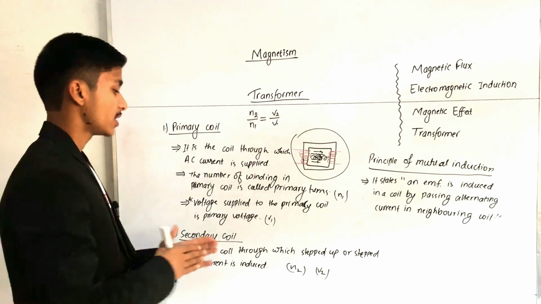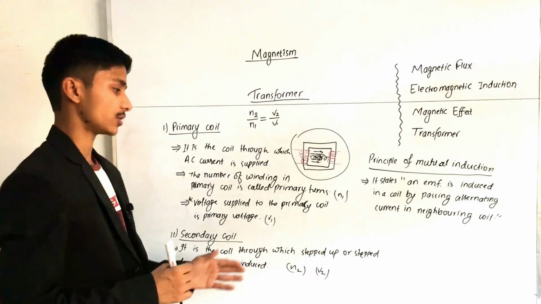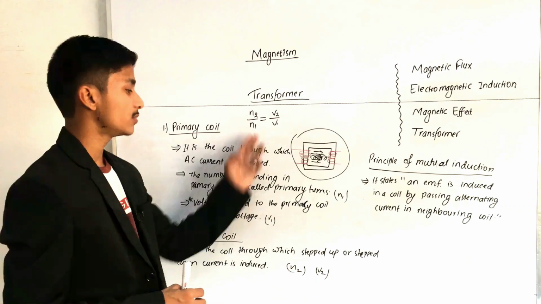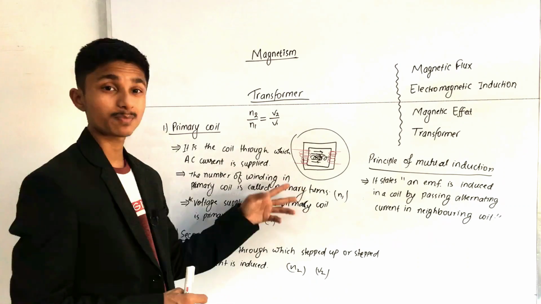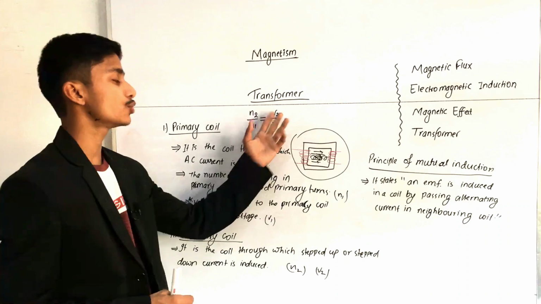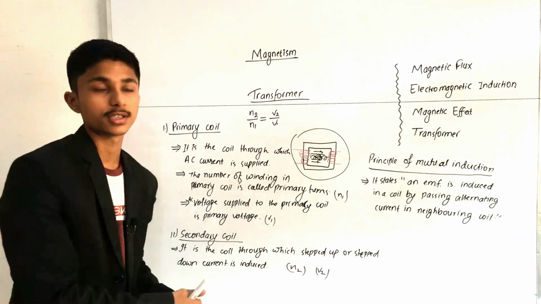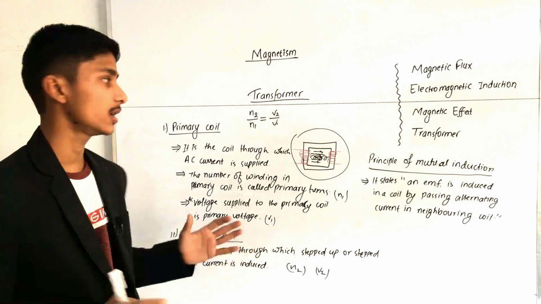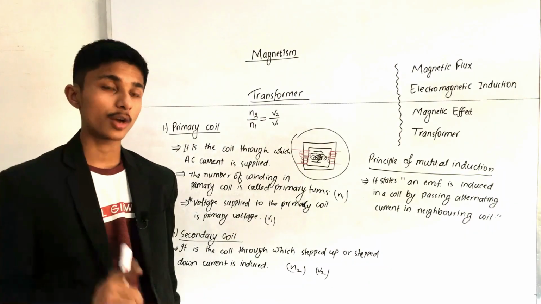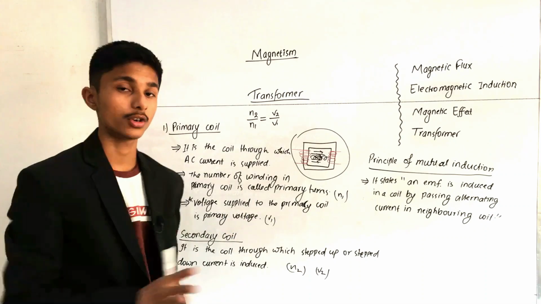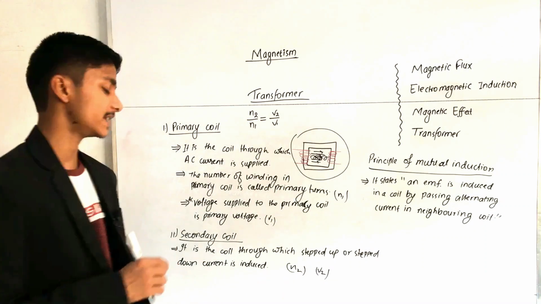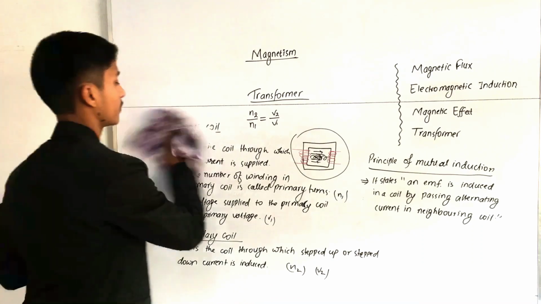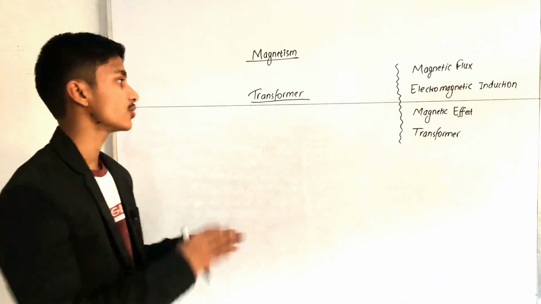Here N2 means number of secondary turns, and N1 means number of primary turns. V2 means secondary voltage and V1 means primary voltage. Okay, now we discuss one topic under transformer. One topic is left, that is core. Now we discuss about core.